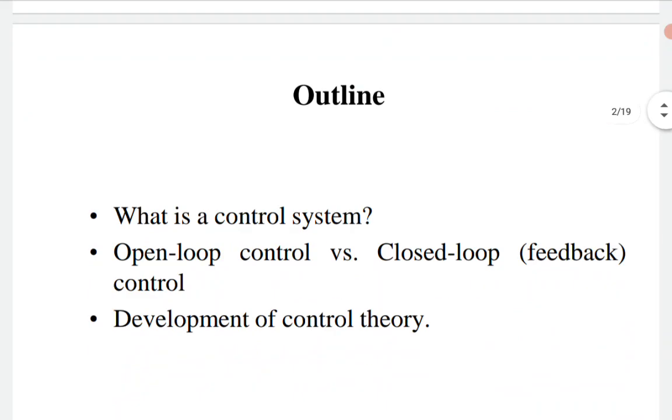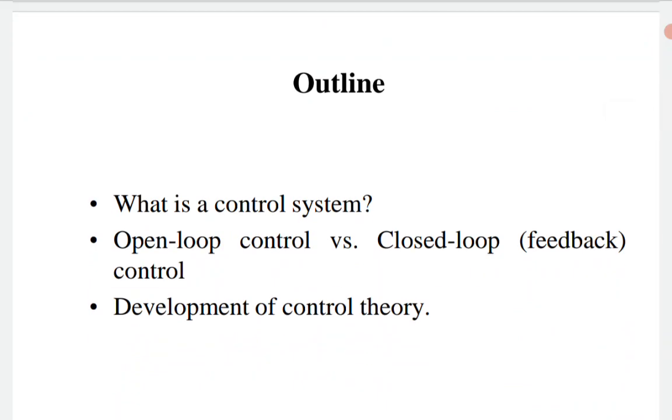Now, the outline of this subject is: what is the control system, and what are the types. There are two types of control system, open loop control and closed loop, that means feedback control, which we will see successively. Also how control theory was developed should be known to us. Regarding feedback in the closed loop system, you have studied feedback amplifiers in analog electronics, so that concept remains the same. Here we will see it in an elaborate way.